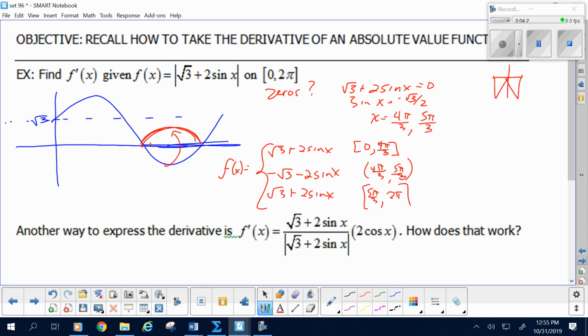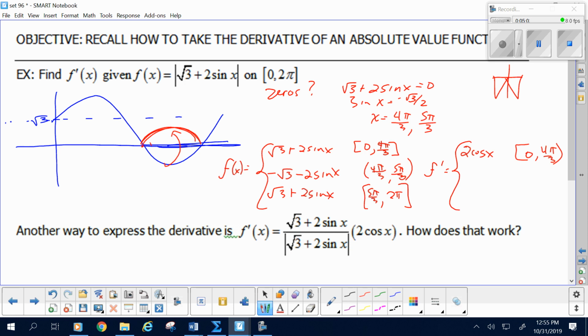Am I done? No. The question is find the derivative. So what's the derivative of the first branch? 2 cosine x. When I do the domain, is the derivative defined at 0? Still inclusive of 0? Did anything happen at 0 to make the derivative no good anymore? That's fine. So 0 is included. But what about 4 pi over 3? Not included now because there is a sharp turn. Do not include 4 pi over 3.